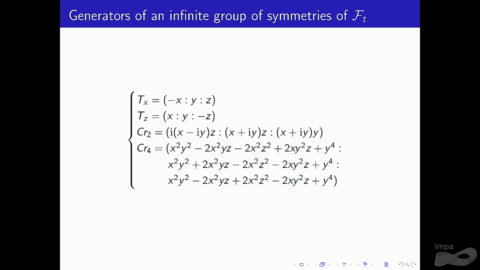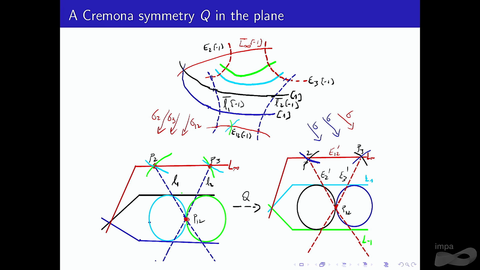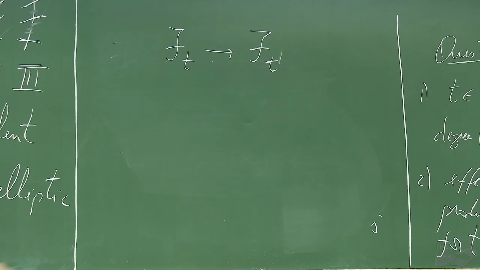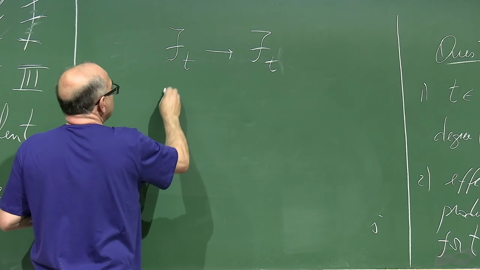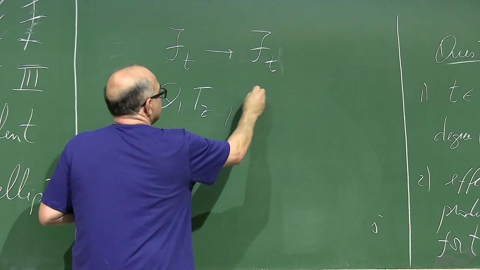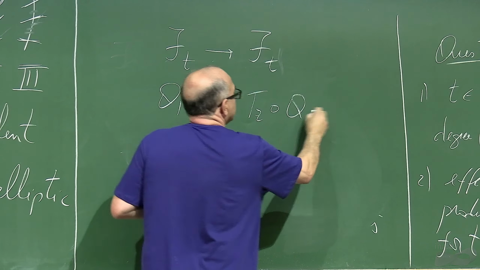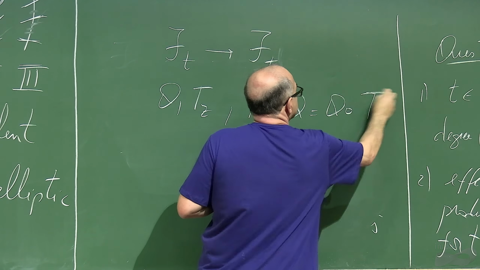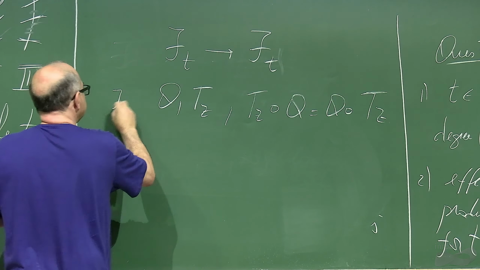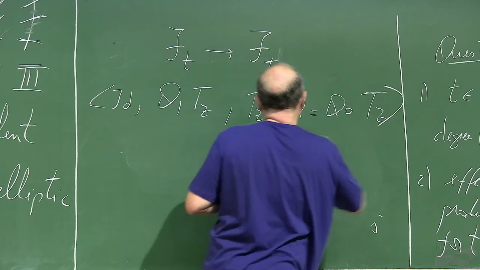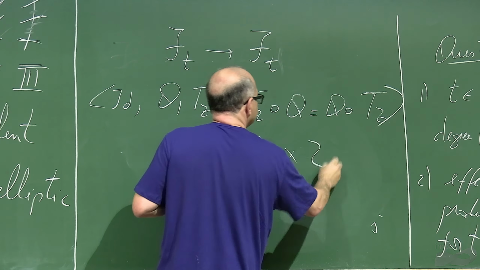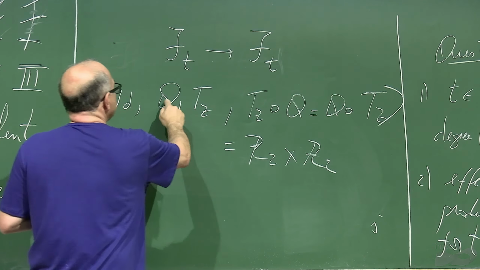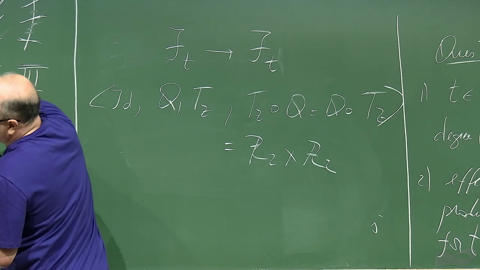But let us come here. Q is incredible. Q preserves each foliation. Not just Q, also TZ composed with Q, that is Q composed with TZ. And here we have, with identity, the elements of Z2 times Z2. So these transformations become translations in the abelian surface.